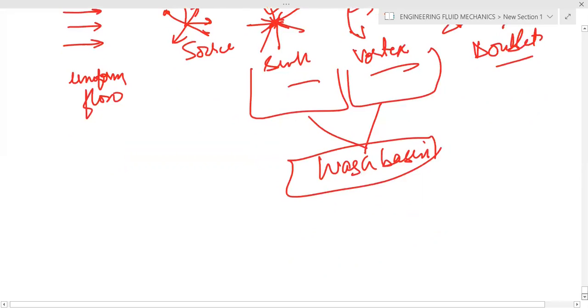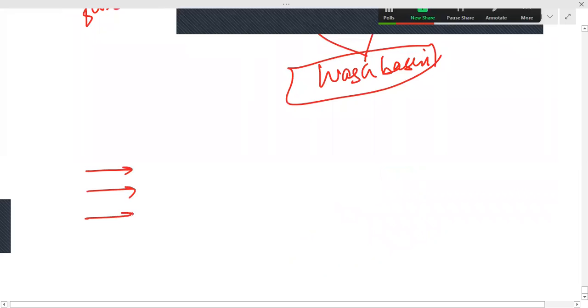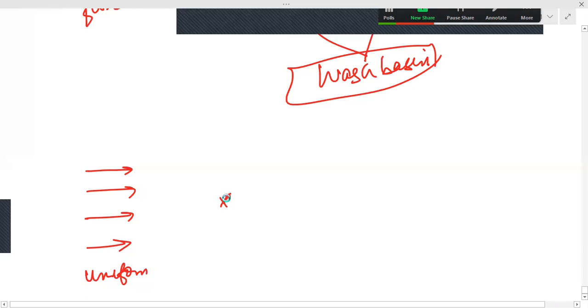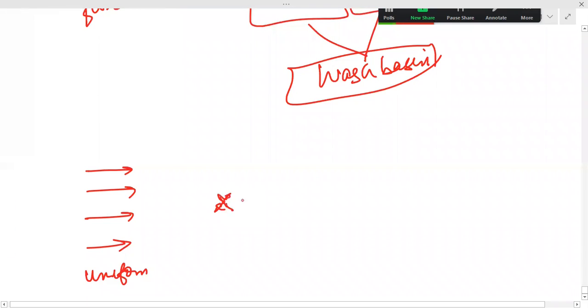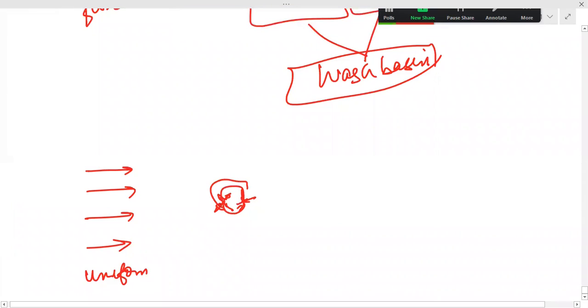Now I'm combining another kind of flow. This is a uniform flow, and this is, say, a doublet. So if you combine these two kinds of flow, what kind of flow will you get? Try to think about it. What kind of streamlines will you get?